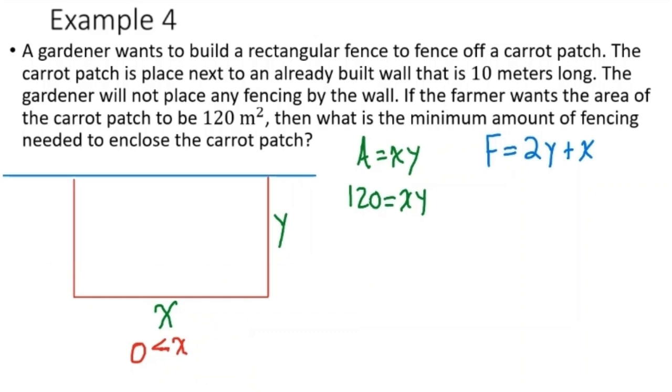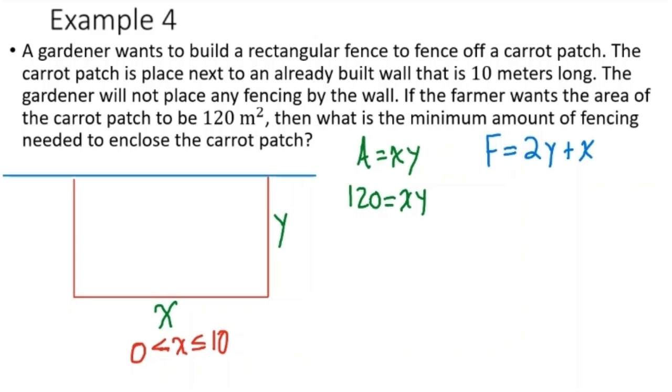Well, remember in the problem, I'm not putting any fencing against the wall, and the wall is 100 meters long. If x is greater than 100 meters, my horizontal side would stretch beyond the length of the wall, in which case I no longer have an enclosure. So the largest possible value of x would be 10. So 0 is less than x, which is less than or equal to 10.